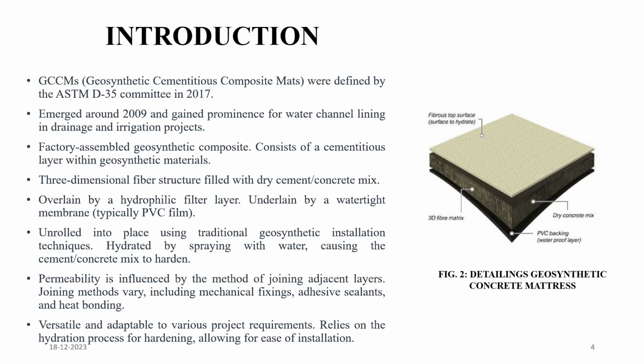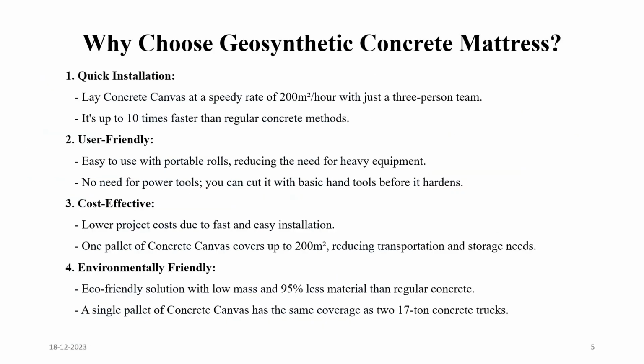It is unrolled into place using traditional geosynthetic installation techniques, then hydrated by spraying with water, causing the cement concrete mix to harden. Permeability is influenced by the method of joining adjacent layers. Joining methods vary, including mechanical fixing, adhesives, and heat bonding. It is versatile and adaptable to various project requirements, and relies on the hydration process for hardening, allowing for ease of installation.